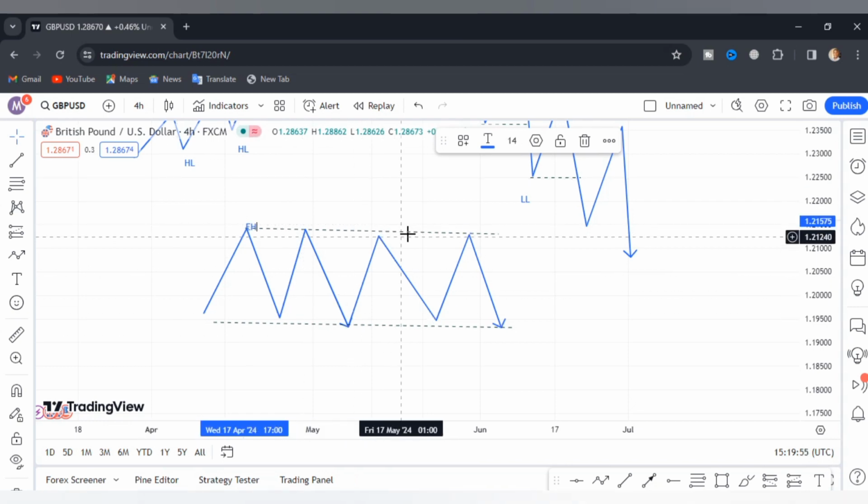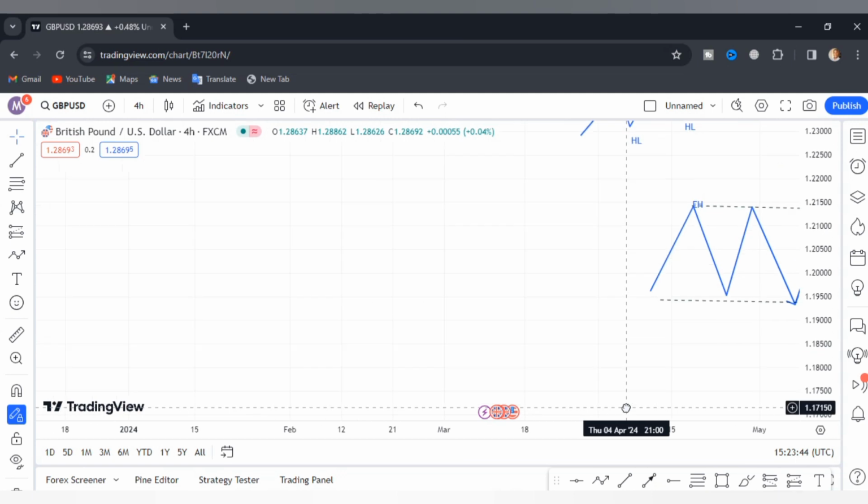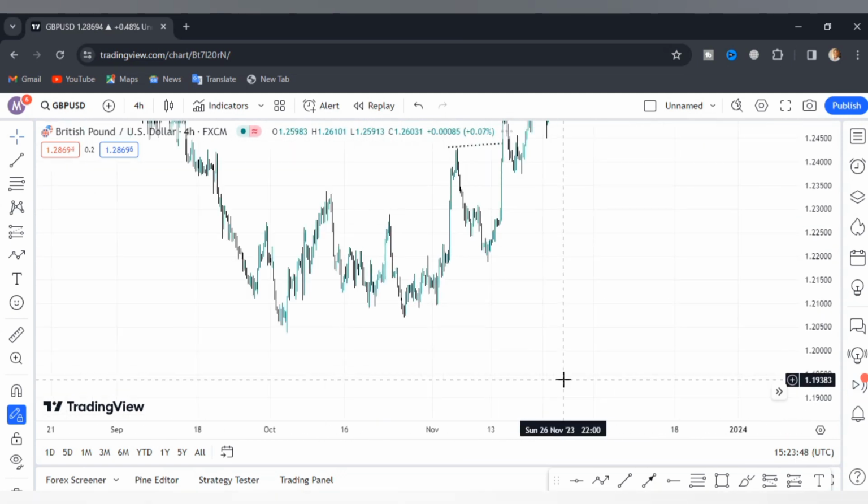Equal low, equal high, equal low. So like that, like that, like that. We have seen what market structure is and the types of market structure. So why is market structure important in trading?